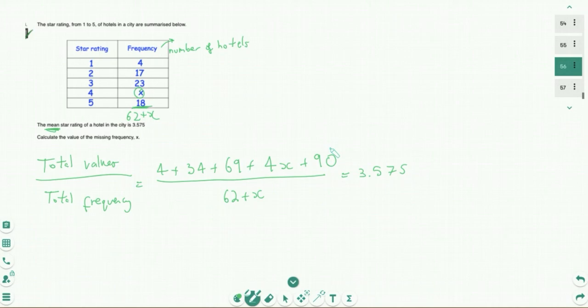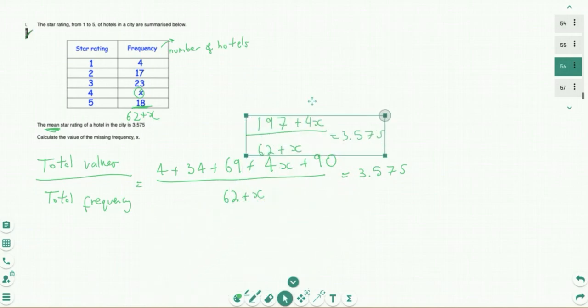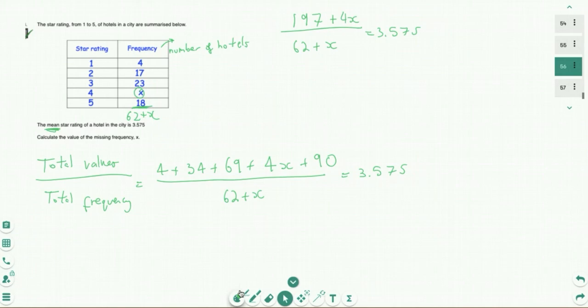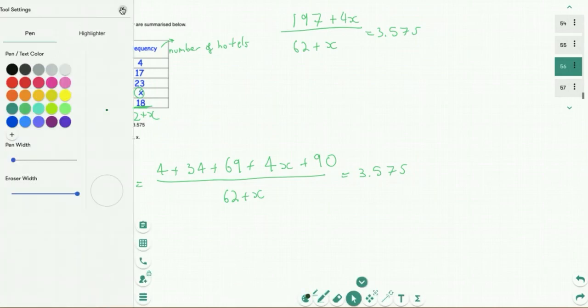Next, let's combine the like terms. I see some like terms. That seems like a logical thing to do. So let's add up 4 plus 34 plus 69 plus 90. 197 plus 4x over the bottom is just going to be 62 plus x is equal to 3.575. All right, let's put this on top. Next, the next logical step. So I want to find x now.